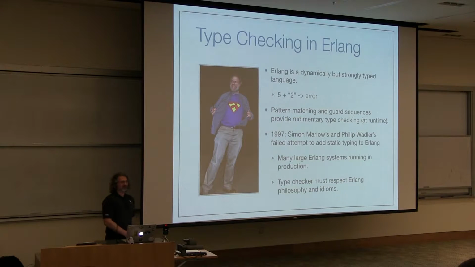So that's the idea of gradual type checking. This talk is going to be about how you do that in Erlang and Elixir. Historically, Erlang has been a dynamically typed language, right? But I'm going to argue that it's also a strongly typed language. Now, people mean different things when they say strongly typed or weakly typed, but all I mean when I say that is it doesn't allow you to combine types in nonsensical ways. The example here is the number 5 plus the string 2. Well, that's an error in Erlang.